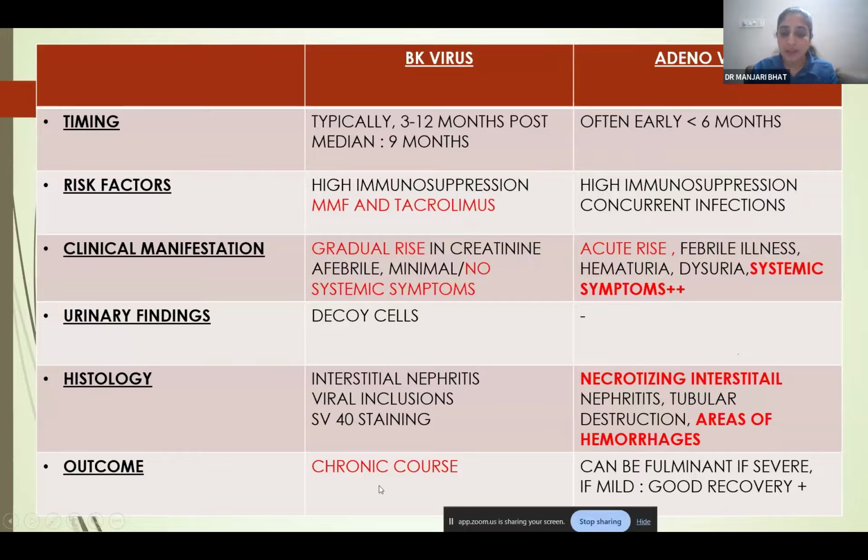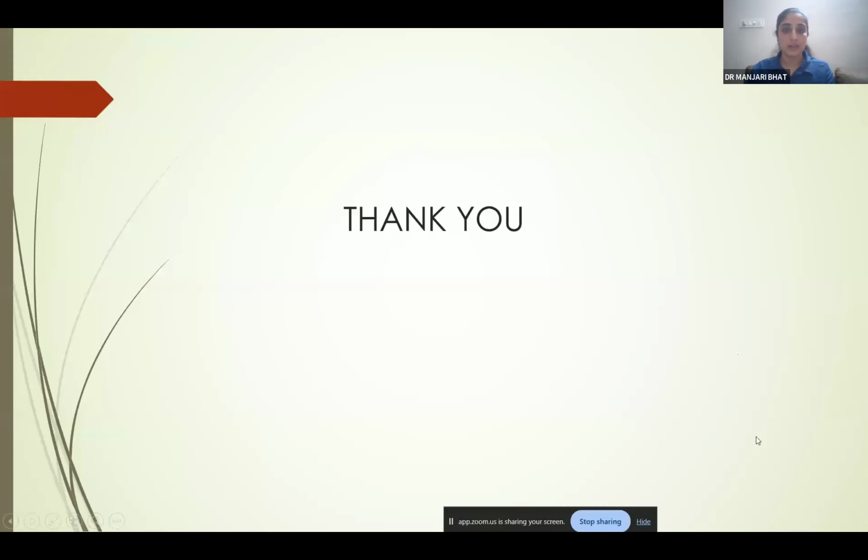Now, outcomes. BKV will generally have a chronic course, whereas in adeno, if the disease is mild, then we can expect a good recovery. But if moderate to severe, then it can be a fulminant course, like how we saw in our patient. Thank you, sir.